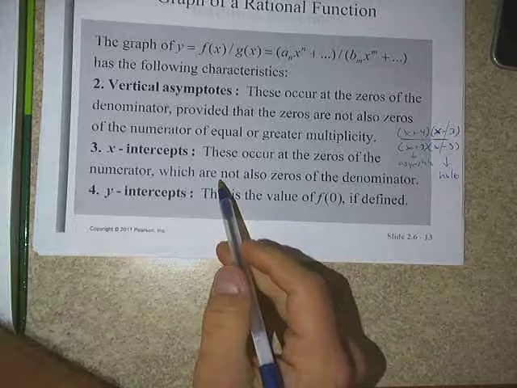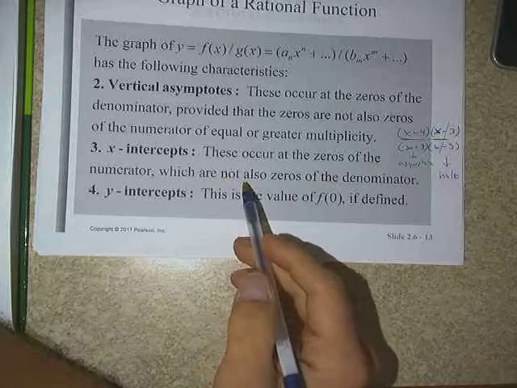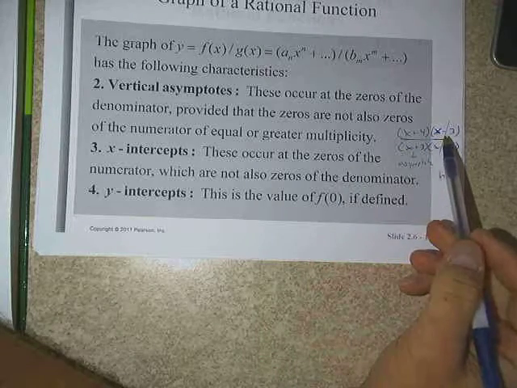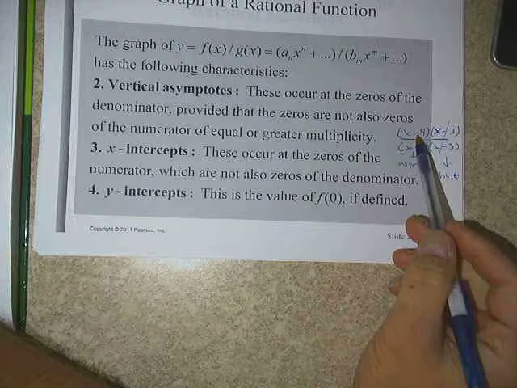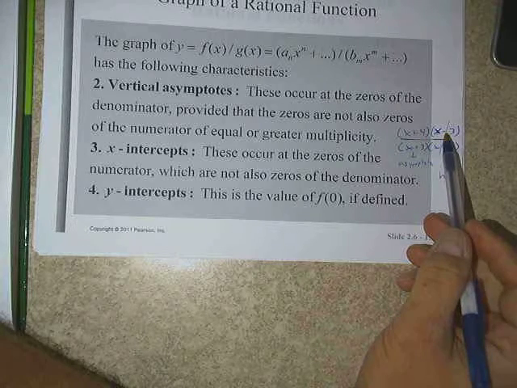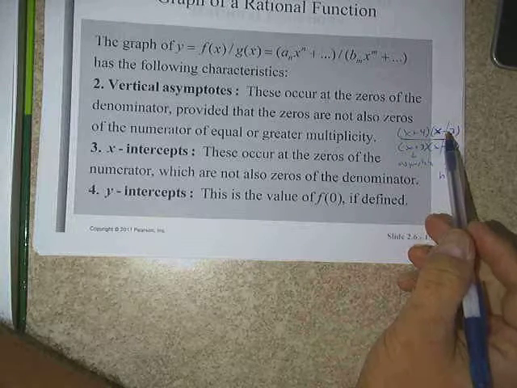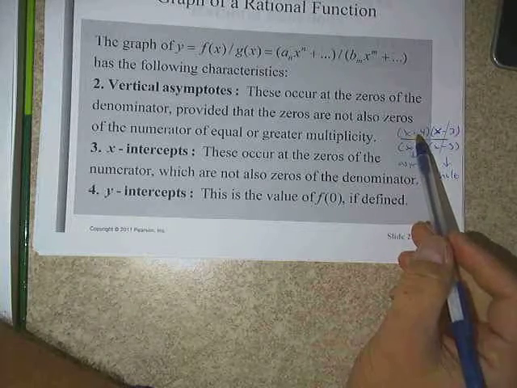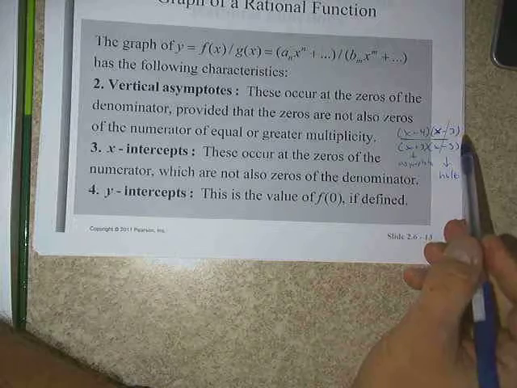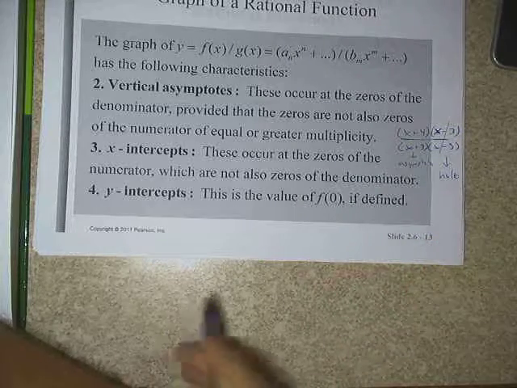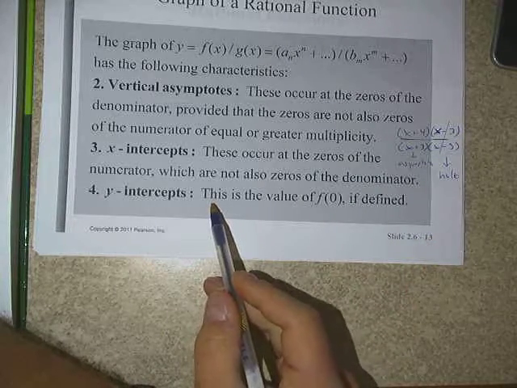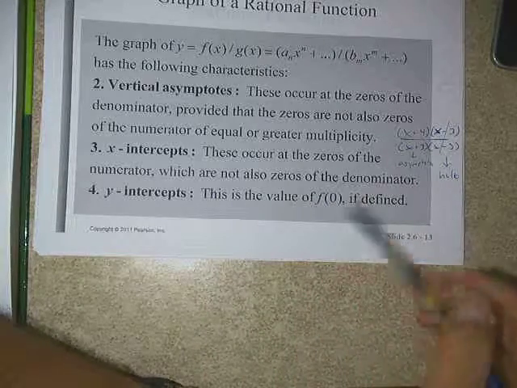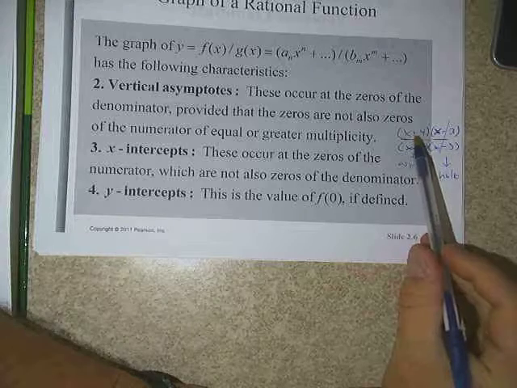All right, and then on the third thing here, another characteristic of rational functions, the x-intercepts are always going to occur at the zeros of the numerator, which are also not zeros of the denominator. So in this particular case, we might say, well, -4 and 3 would be x-intercepts. However, if that 3 cancels out with something on the bottom, then the only one is -4. This one would not be.